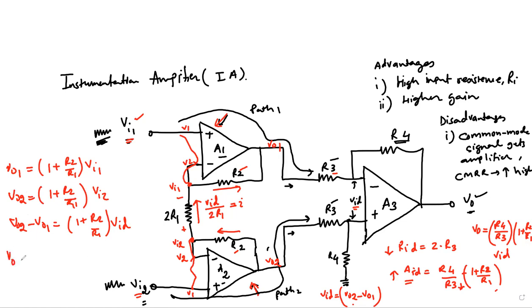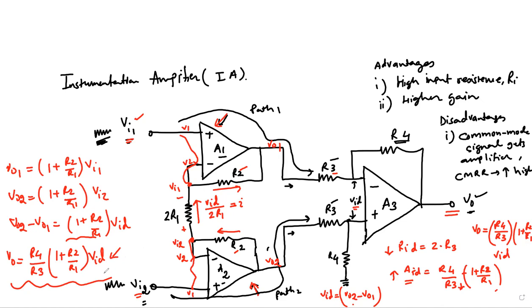And the final output right over here is the gain of the differential amplifier, R4 over R3, times VID, which is nothing but what we see here: 1 plus R2 over R1 times VID. So this is the combined amplification. The gain is set by this ratio of these resistors. So we know that this is the final expression in the case of the instrumentation amplifier.